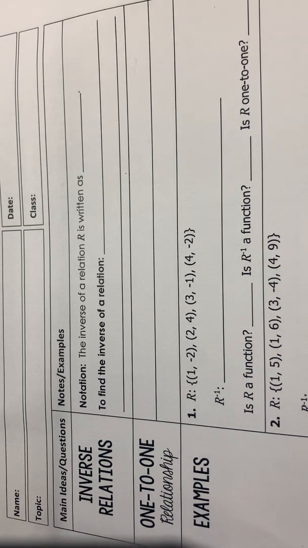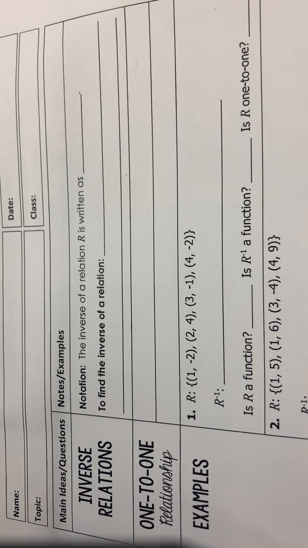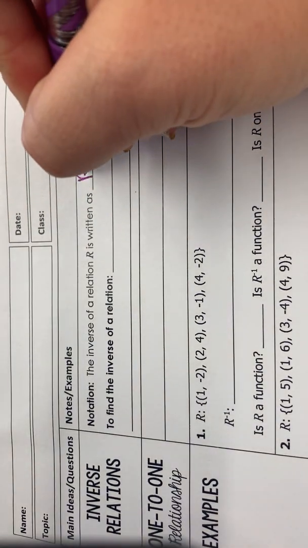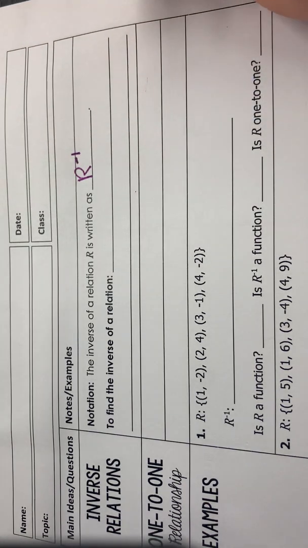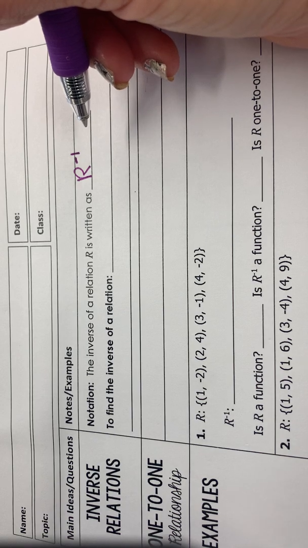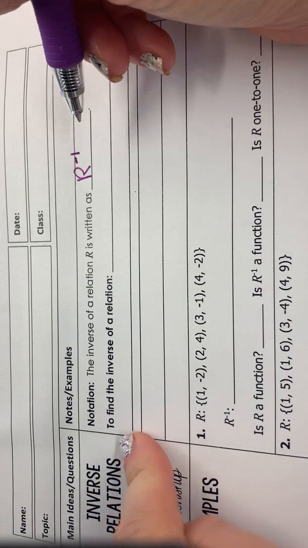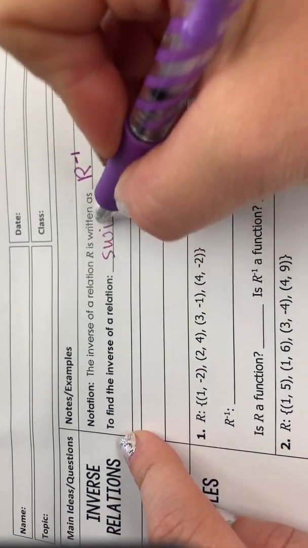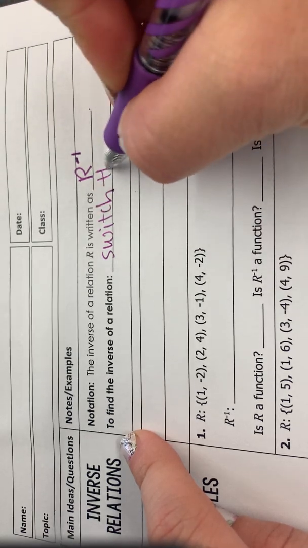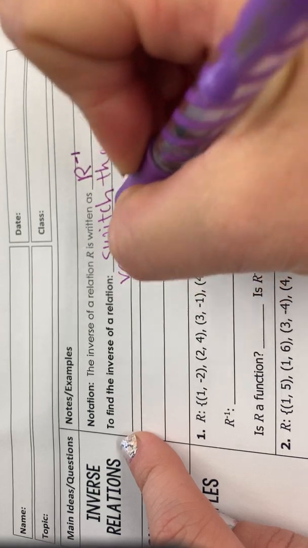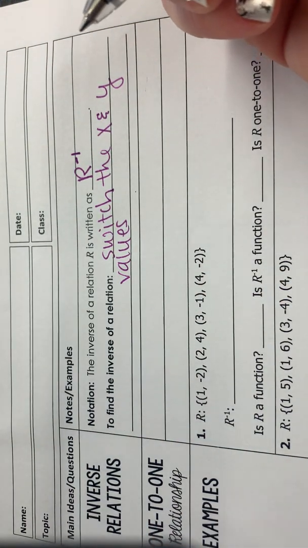The inverse of a relation R is written as R, the little -1. If you've taken geometry, you remember the little -1 stands for the word inverse. Like we had sine inverse, cosine inverse, that kind of thing. It says to find the inverse of a relation, you switch the x and y values, a little old switcheroo.